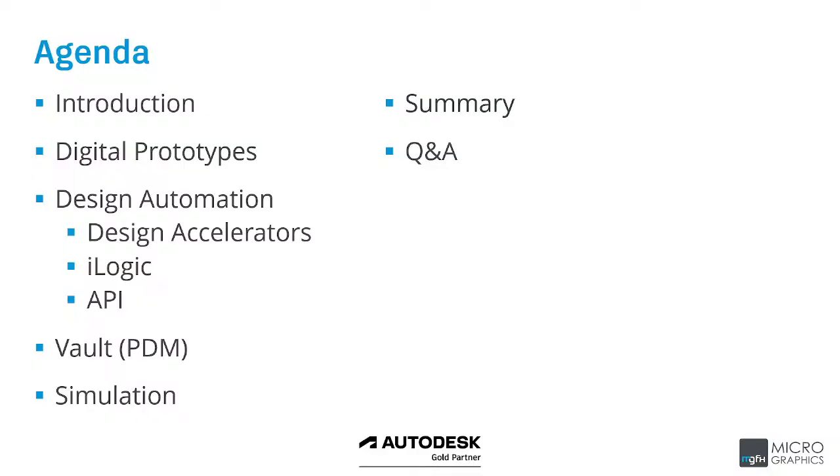The design automation will break down into some basic functionality inside of Inventor, looking at the design generators or design accelerators built within Inventor, iLogic, being able to create rules using iLogic, and the use of Inventor's API. We'll then move on to data management, having a look at Vault, both basic and professional, just a very high level overview. And then what we can do with our digital prototype is simulation. So we'll have a very quick look at the simulation side of things before we then close off with a summary and Q&A.